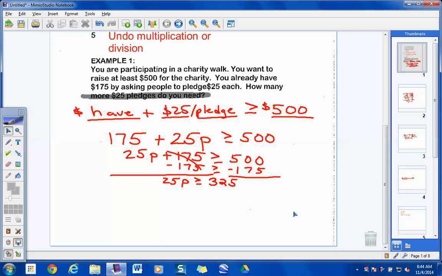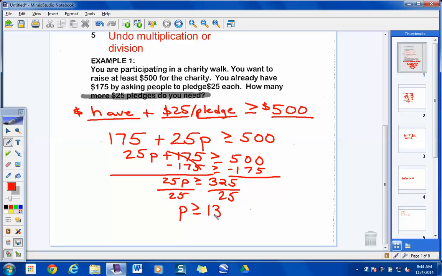Okay, so let me make a little room here quickly. All right, let's finish this up. What am I going to do to finish this up? Divide by 25. All right. Somebody take 325 and divide it by 25 for me. Tell me what you've got. 13. So I have P is greater than or equal to 13.